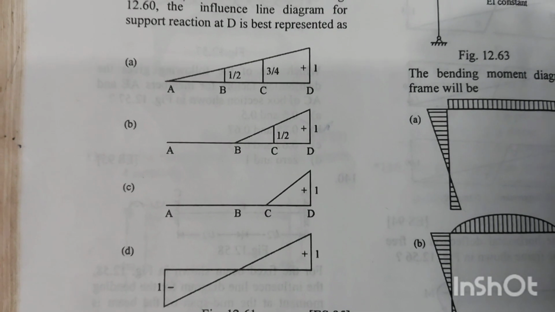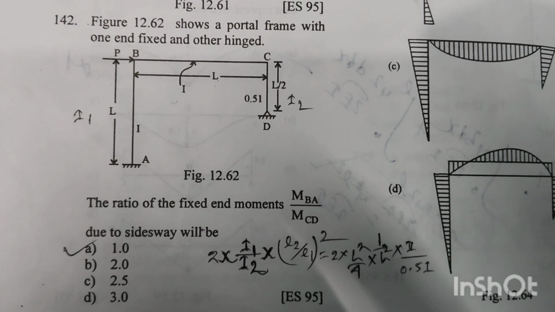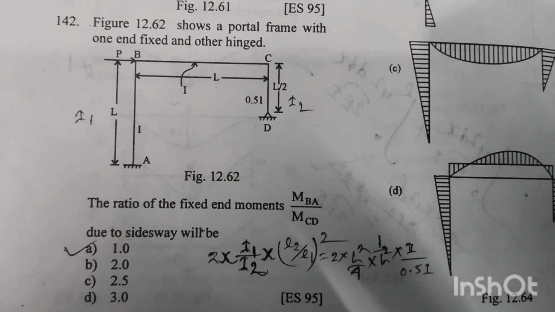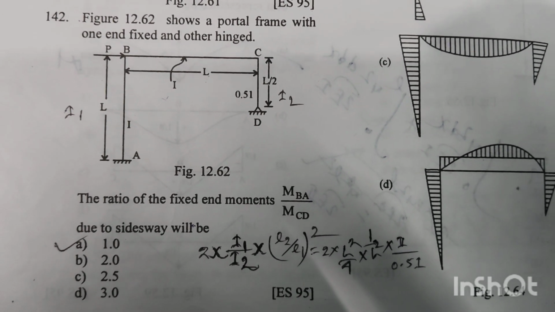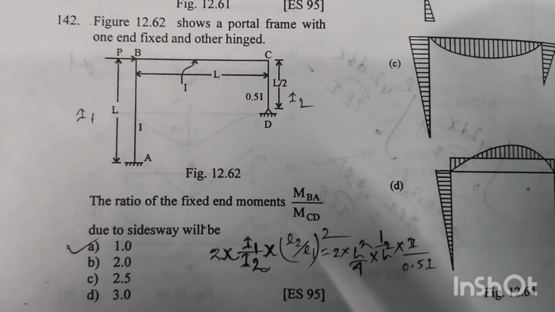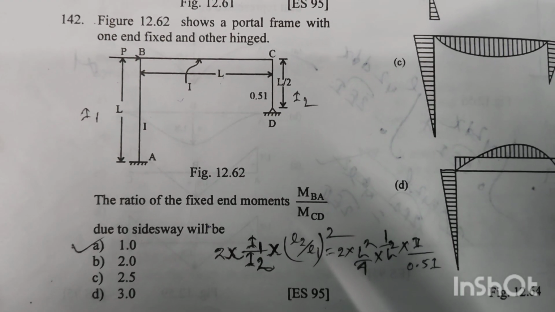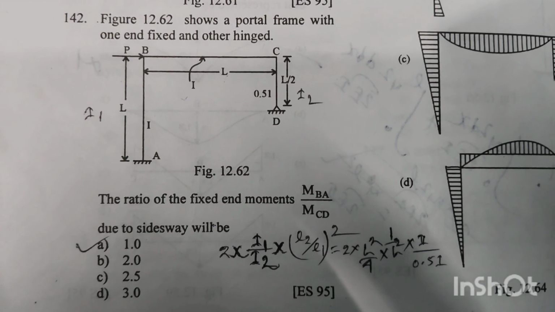Option C is the right answer. 142. Figure 12.62 shows a portal frame with one end fixed and the other end hinged. The ratio of the fixed end moments MBA by MCD due to side sway will be.